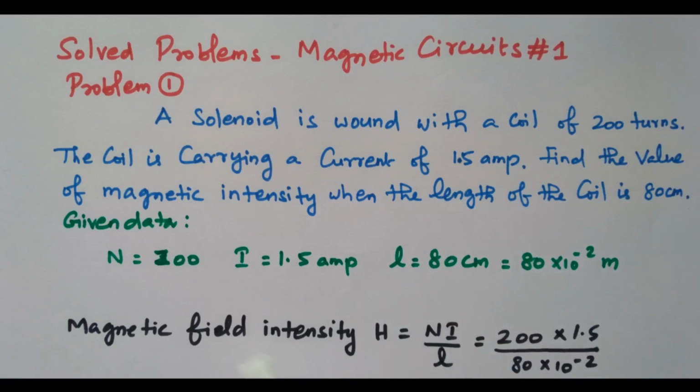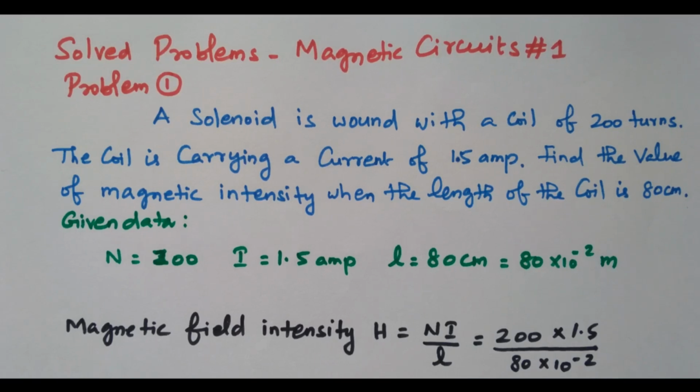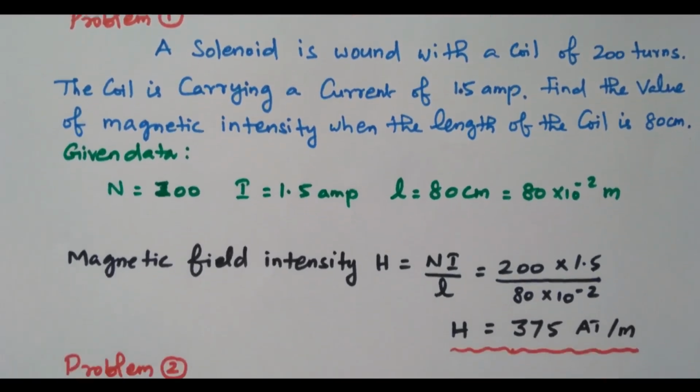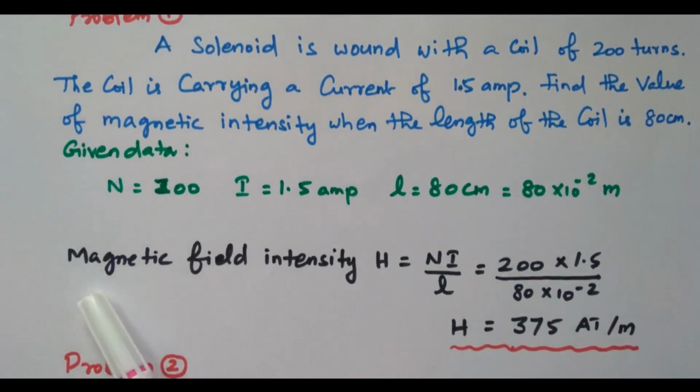So the given data are the number of turns, 200. Current is 1.5 ampere. The length is 80 centimeter, that is equal to 80 into 10 to the power minus 2 meter. Now all the data are available. Now we can go to the magnetic field intensity. The magnetic field intensity H equal to Ni by L.